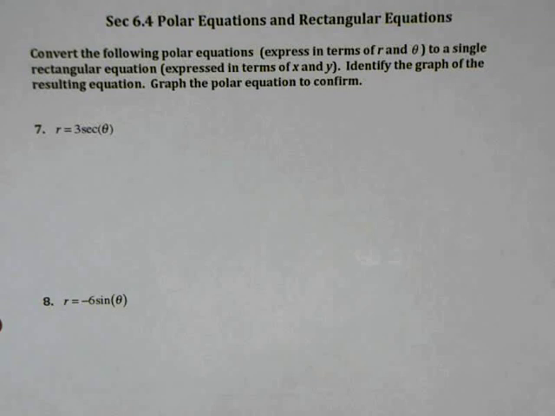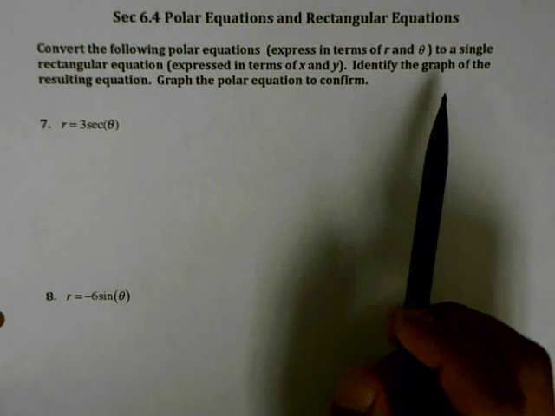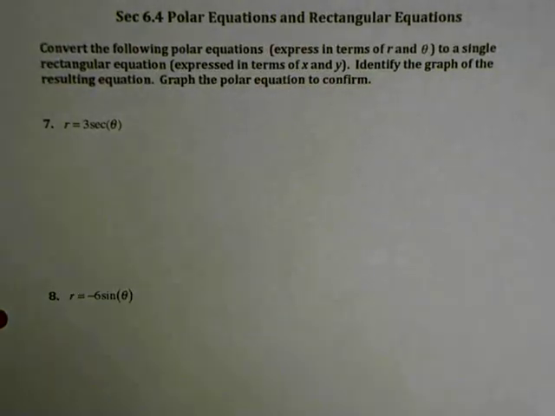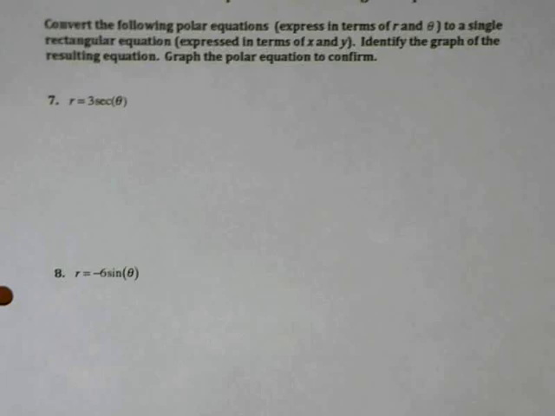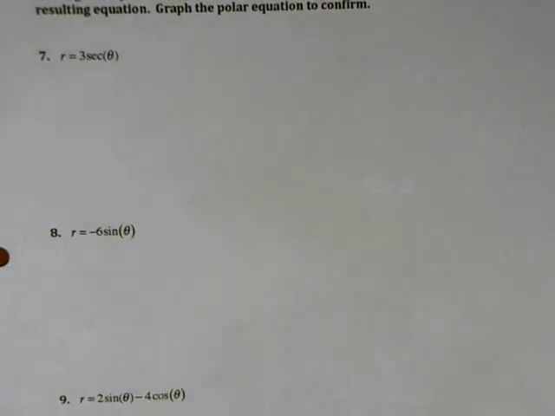So the directions here say convert the following polar equations expressed in terms of r, the radius, and theta to a single rectangular equation expressed in terms of x and y, identify the graph of the resulting equation, and graph the polar equation to confirm. So we have here a polar equation, r equals 3 secant of theta, and we want to convert this into an equation that only has x and y in it.